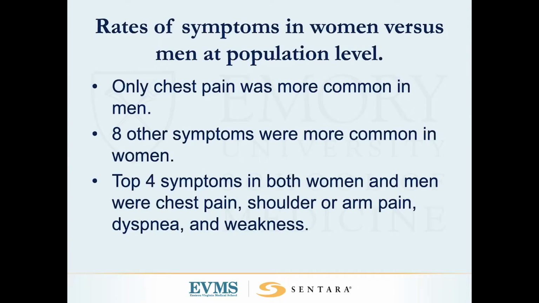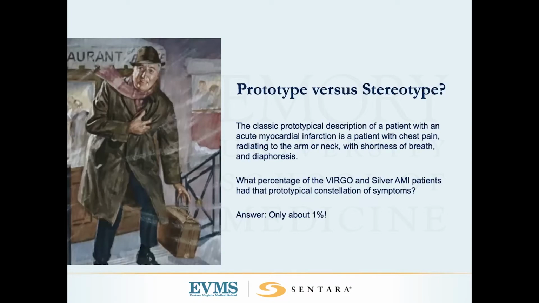The top 4 symptoms in both women and men were chest pain, shoulder or arm pain, dyspnea, and weakness. So if one were to construct the prototype for elderly people, you would substitute weakness rather than diaphoresis potentially. So what about this prototype? Perhaps a prototype is actually a stereotype. The classic prototypical description, as I mentioned earlier, of a patient with acute myocardial infarction is a patient with chest pain radiating to the arm or neck with shortness of breath and diaphoresis.